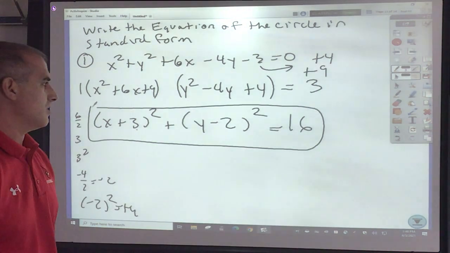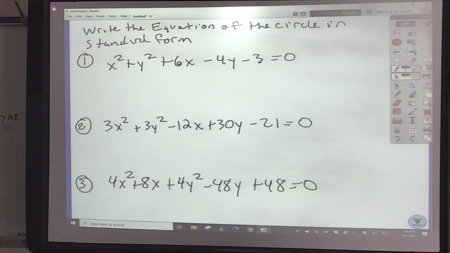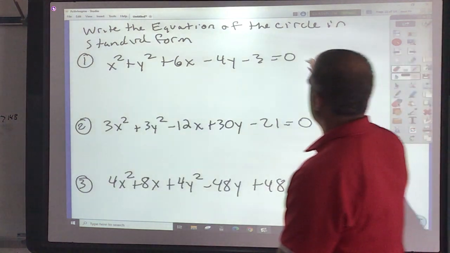There's my circle equation in standard form. There's nothing to divide there. Okay? There's nothing to divide there. All right, let's do the second one.